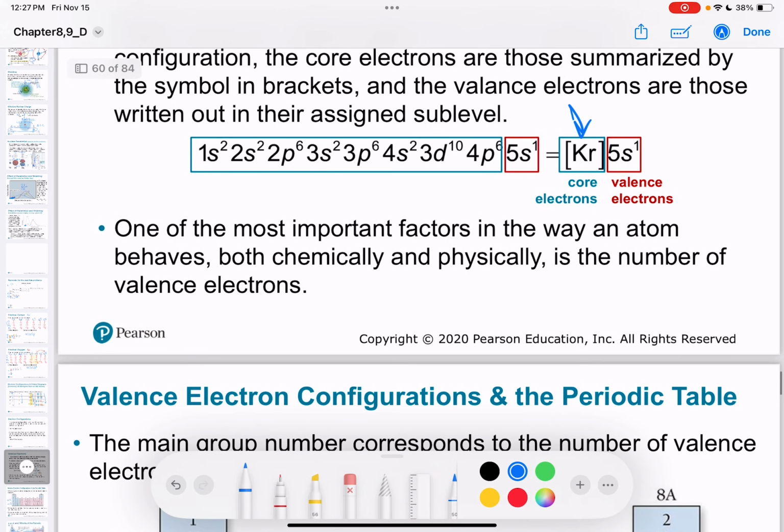Okay, I've said this before, just reiterating it. Valence electrons are the primary way that we see behavior chemically, physically. Those are the biggest indicator. So that's why we're focusing on them so much.